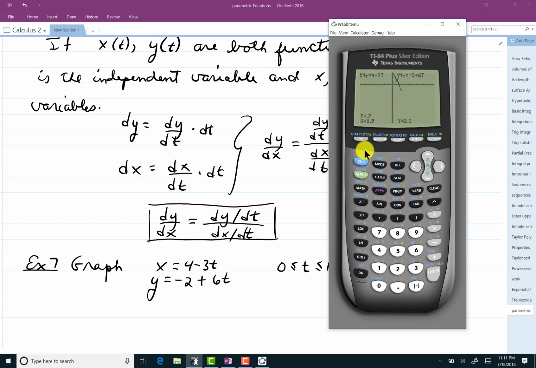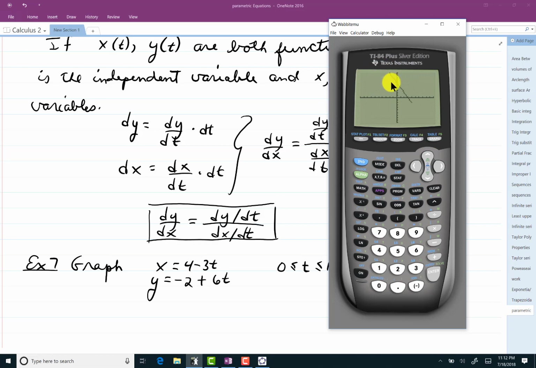But I can see I'm going to need more x and y, so I'm going to go to the window, and I think what I'll do is my normal business. I'll do negative 10 to 10 for each of the x and y's. That's usually a good starting place. If that's not enough, I'll increase again. Negative 10 to 10. Let's take a look at that graph again.